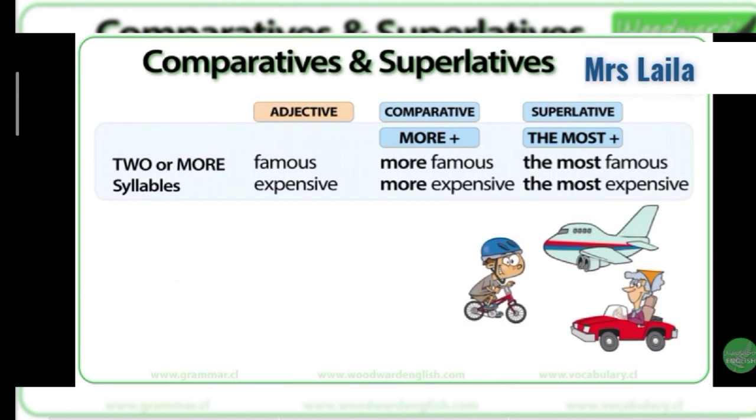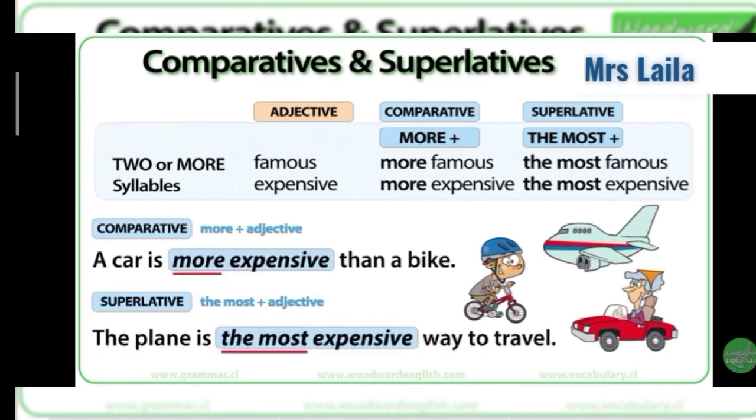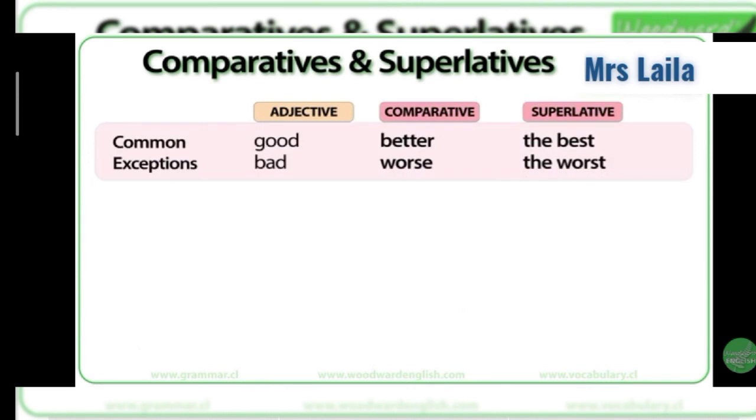Let's compare a car, a bike, and a plane as ways for traveling. How can we compare them using the word expensive? A car is more expensive than a bike. The plane is the most expensive way to travel.